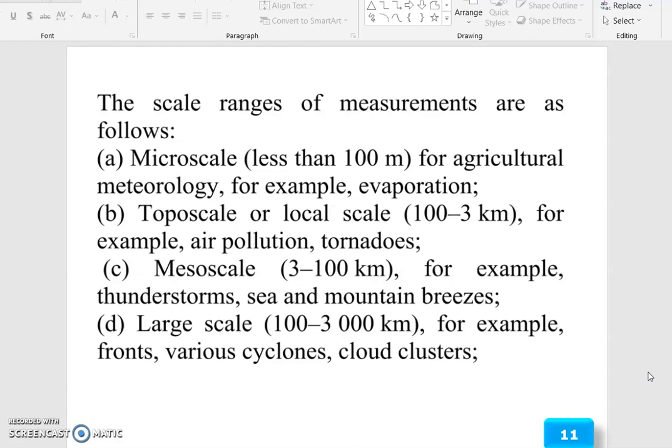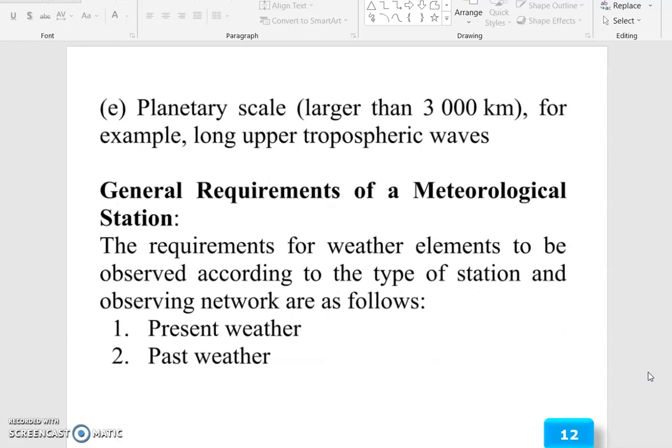The scale ranges of measurements are as follows: microscale, less than 100 meters, for agricultural meteorology, for example evaporation. Toposcale or local scale, up to 3 km, for example air pollution, tornadoes. Mesoscale, 3 to 100 km, for example thunderstorms, sea and mountain breezes. Large scale, up to 3000 km, for example fronts, cyclones, cloud clusters. Planetary scale, larger than 3000 km, for example long upper tropospheric waves.